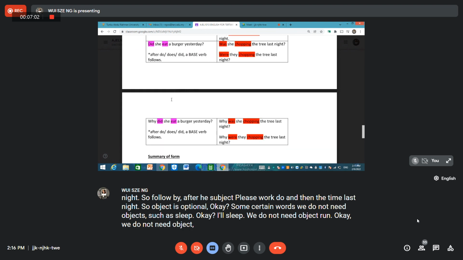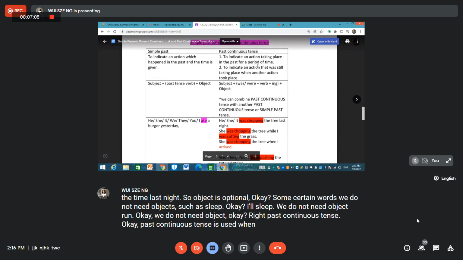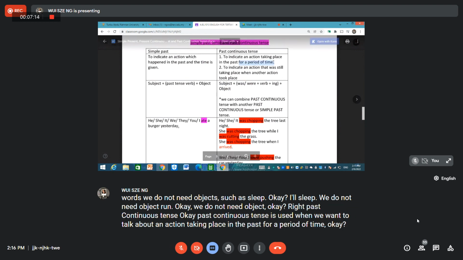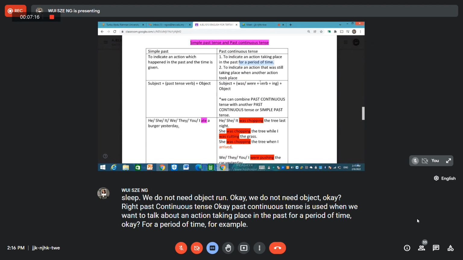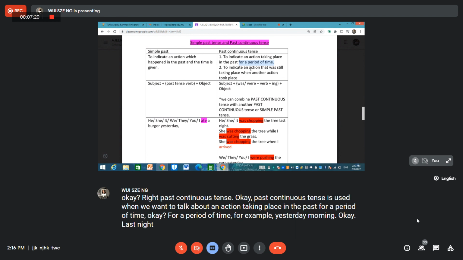Okay, past continuous tense. Past continuous tense is used when we want to talk about an action taking place in the past for a period of time, for example, yesterday morning, last night, yesterday evening. So this is a certain period of time. Okay, another function.